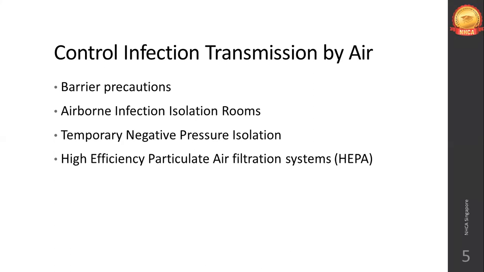HEPA filters should be put into place. HEPA filter means high efficiency particulate air filtration system. It discharges all the bad air to the outside and clean air will only be circulated inside using HEPA filters. So these are the four main areas through which you can control infection transmission by air. Patients who are suspected of contagious diseases should be isolated and kept away from other patients. Patients who have communicable diseases are also separated from other patients and staff.